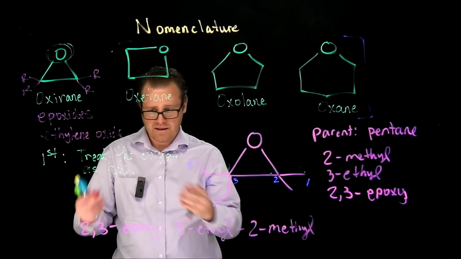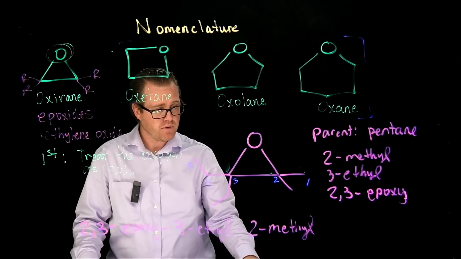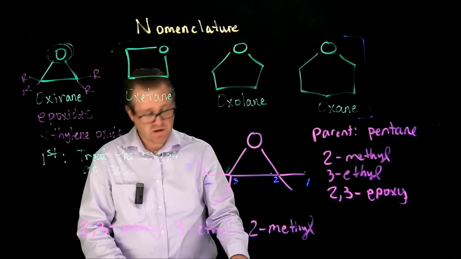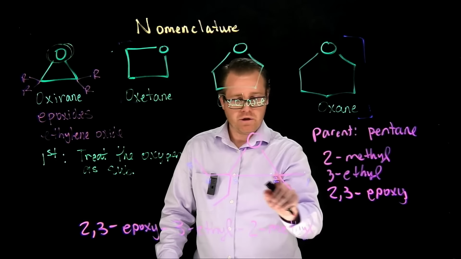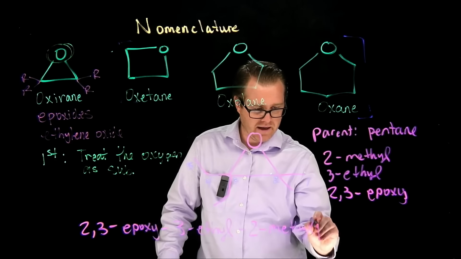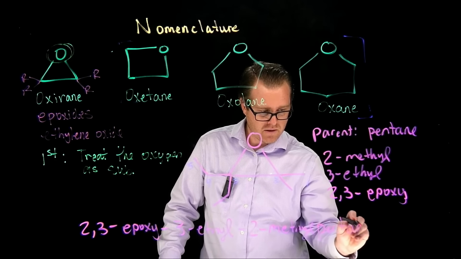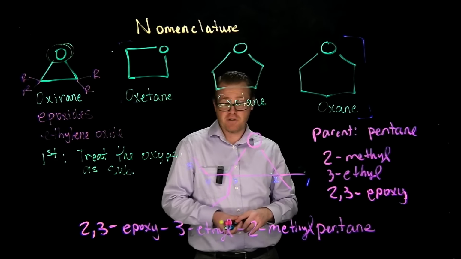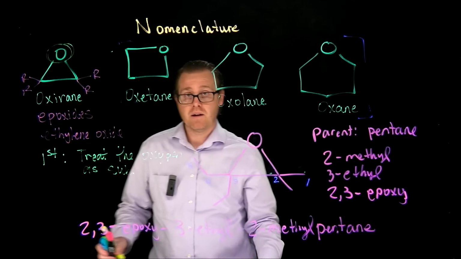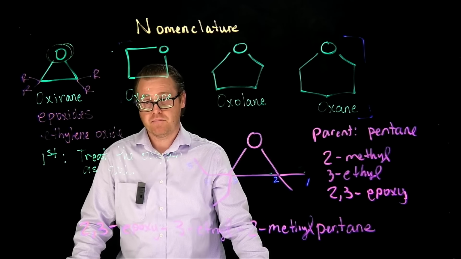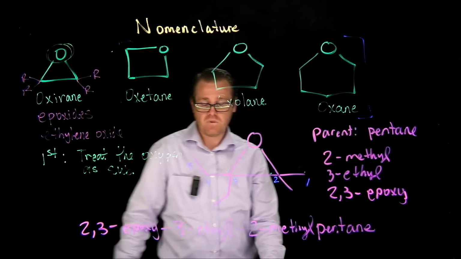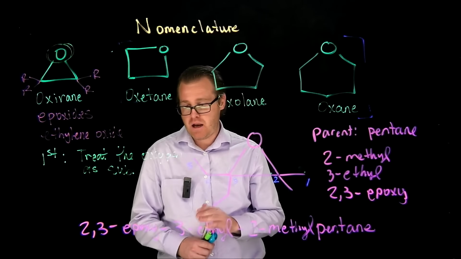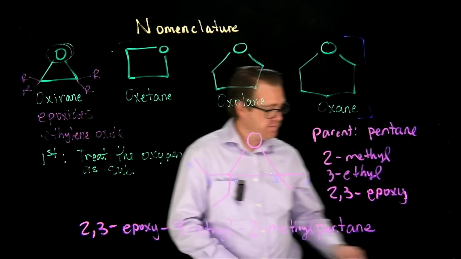And then, so that accounts for all of the substituents. So now, what's our parent name? 1, 2, 3, 4, 5, pentane. So that's the first method for naming epoxides. Okay. So now let's take a look at doing the second method.